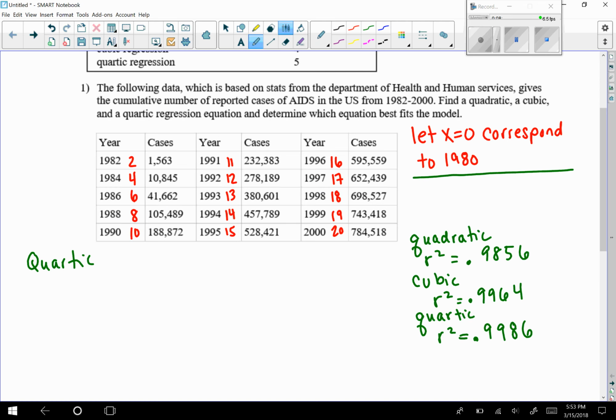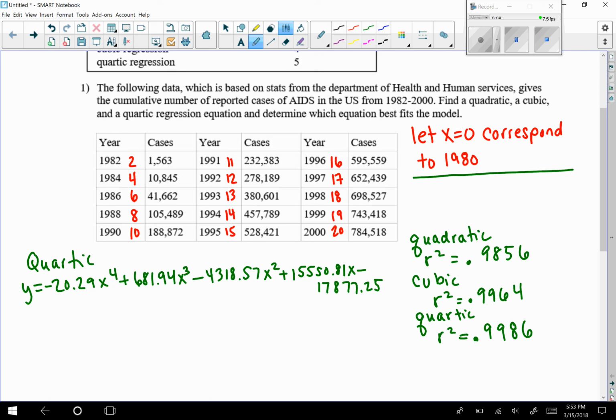So my quartic is y is equal to negative 20.29 x to the power 4 plus 681.94 x cubed minus 4318.57 x squared plus 15,550.81 x minus, I'm going to have to write it below because I'm running out of room, 17877.25. So that is my quartic model.